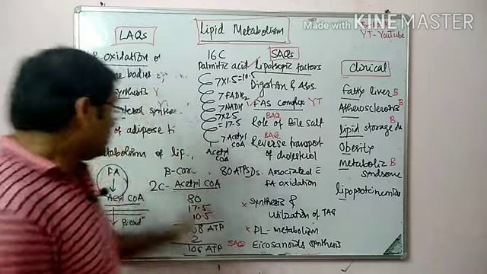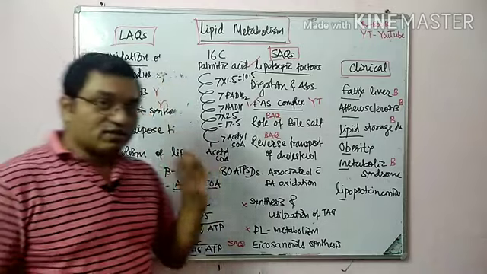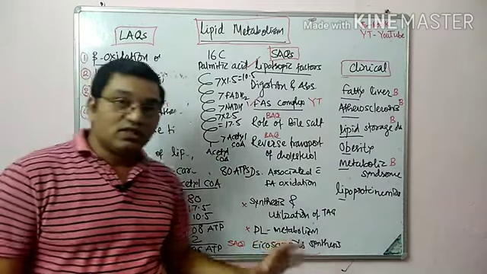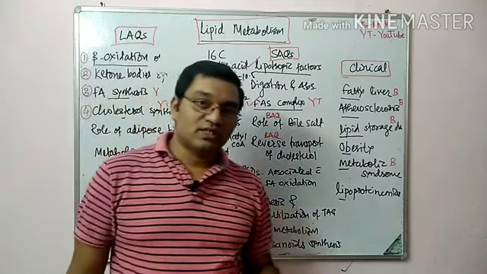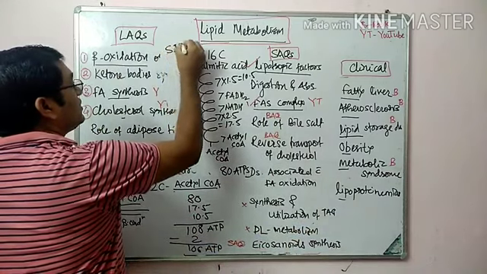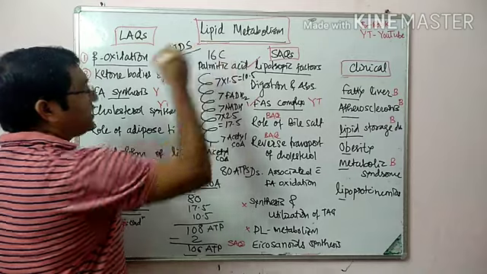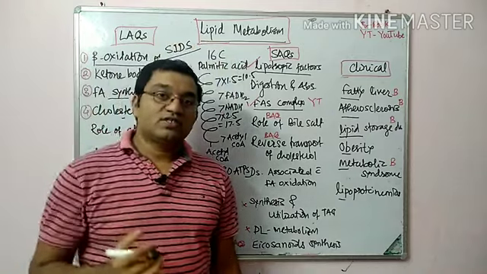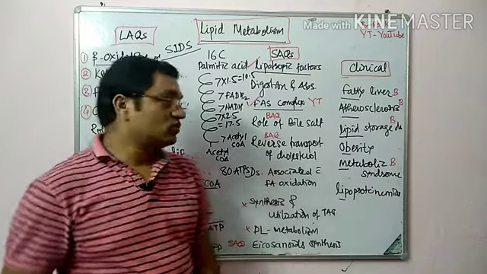Got it? So in beta oxidation, you have to write steps of the beta oxidation, then energetics, regulation and disorders of beta oxidation. That is SIDS, sudden infant death syndrome. It is 10% cases of SIDS. They are due to deficiency of medium chain acyl-CoA dehydrogenase.